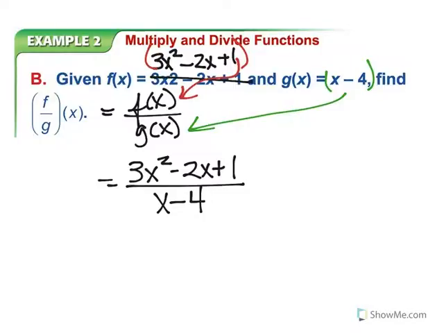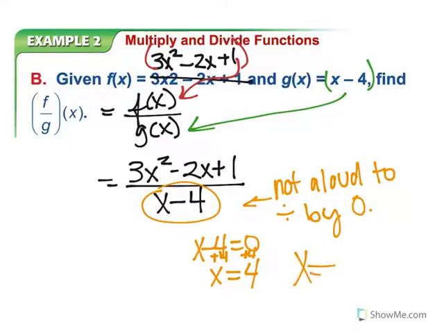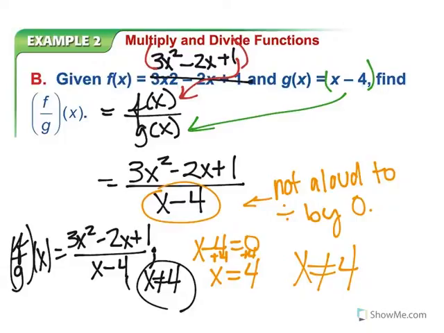Now, I'm going to let you leave it like this, but there's only one thing that you have to add. When we have a rational function, remember you're not allowed to divide by 0. So, when we have something like this, you always want to set the denominator equal to 0 and solve for x. And in this case, all I did was add 4 to both sides. So that means the only thing that this function cannot equal, x cannot equal 4. So you have to put that with your equation. So we have f divided by g of x is equal to 3x squared minus 2x plus 1 divided by x minus 4, such that x cannot equal 4, because that would make the denominator 0. You have to put this, or else your answer is wrong.